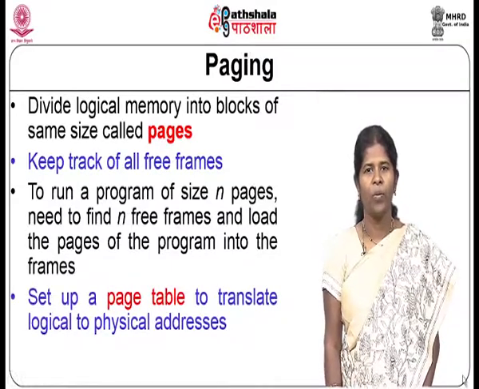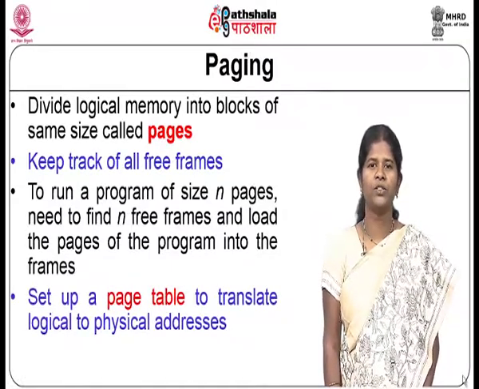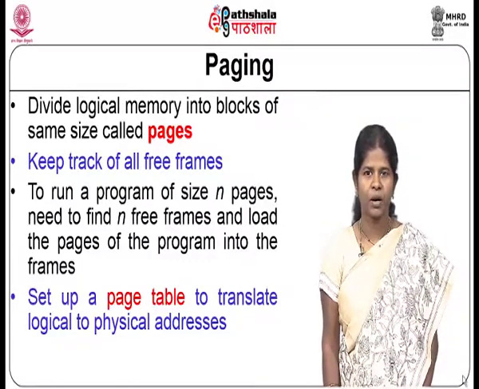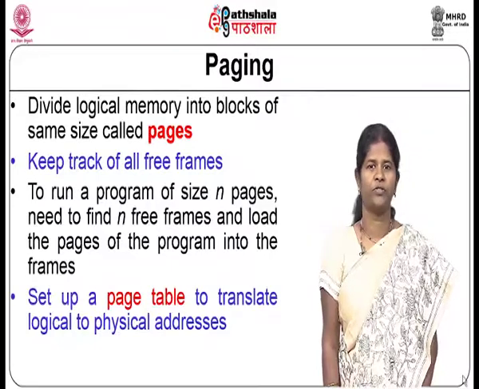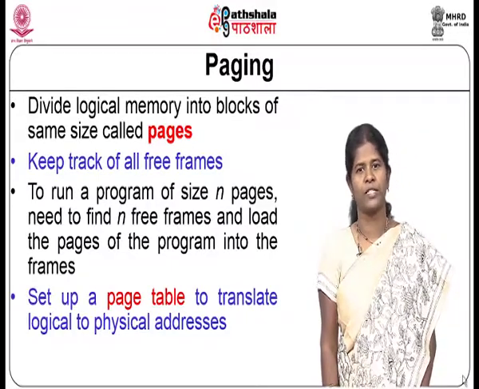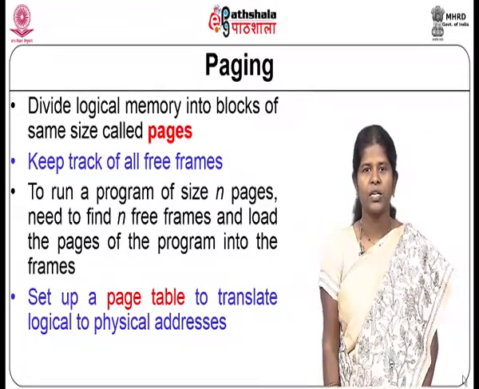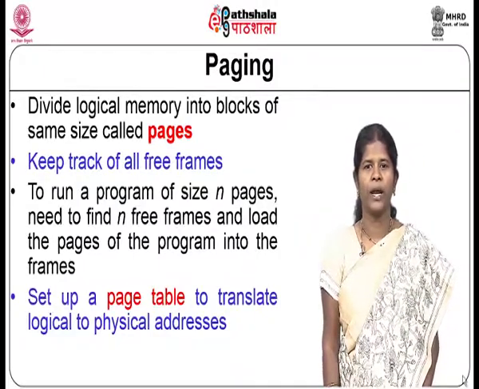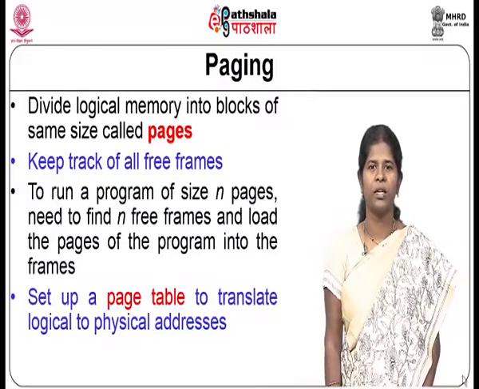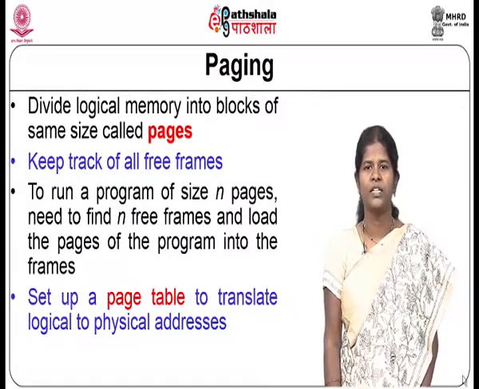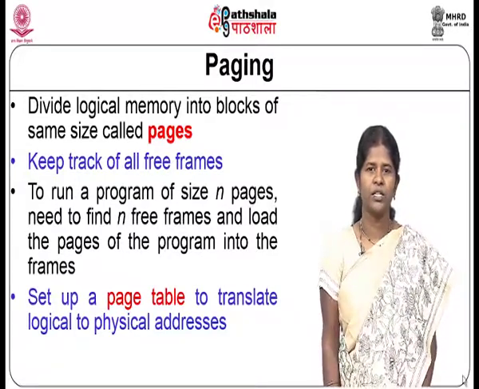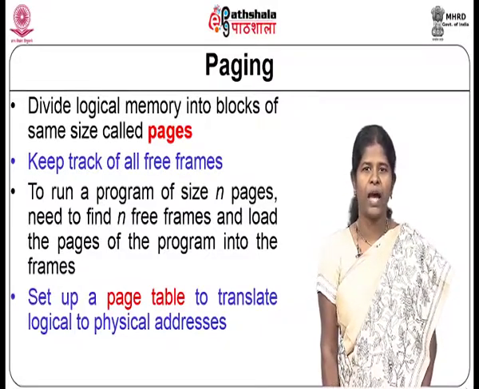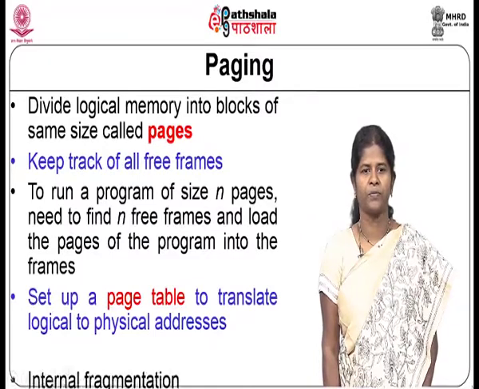So, now when you have put the pages of the process into the physical memory in different places, you need to remember where each page of a process has been put in the physical memory. For that, a data structure or a table is maintained which is called the page table. This page table helps to translate the logical addresses that are generated to the exact physical addresses where the pages have been put in the physical memory.